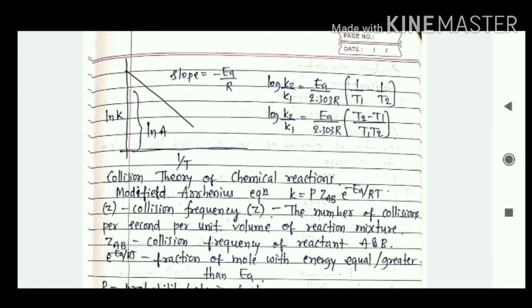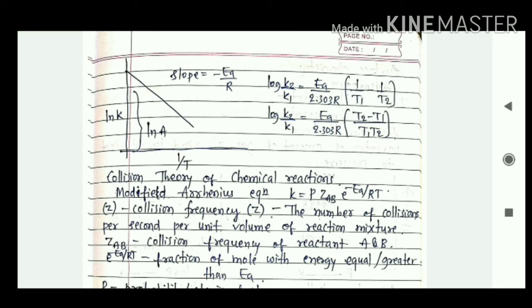If we consider the Arrhenius equation at two different temperatures, at that time we're going to get two different rate constants. Log k2 divided by k1 is equal to Ea divided by 2.303 R bracket 1 by T1 minus 1 by T2. In other words, log k2 divided by k1 is equal to Ea divided by 2.303 R into T2 minus T1 divided by T1 T2.